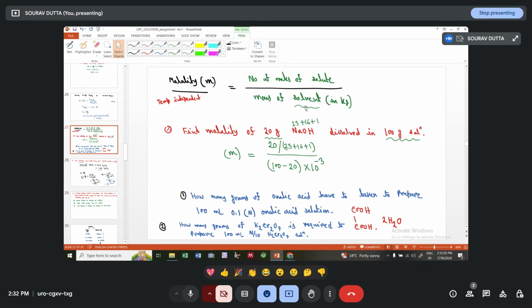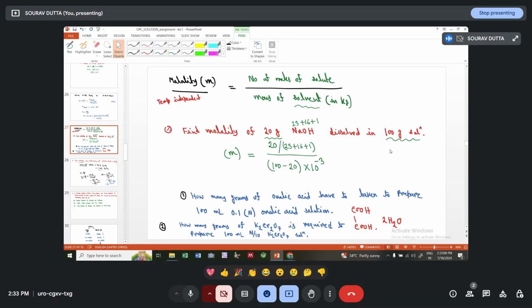Now a question: find the molality when 20 gram sodium hydroxide is dissolved in 100 gram solution. At first we have to calculate the moles of solute. The molar mass of sodium hydroxide is 23 plus 16 plus 1, that is basically 40. So 20 by 40, mass by molar mass, will be the mole number of sodium hydroxide, divided by the mass of the solvent. 20 gram is the mass of the solute, and 100 gram is the mass of the solution.